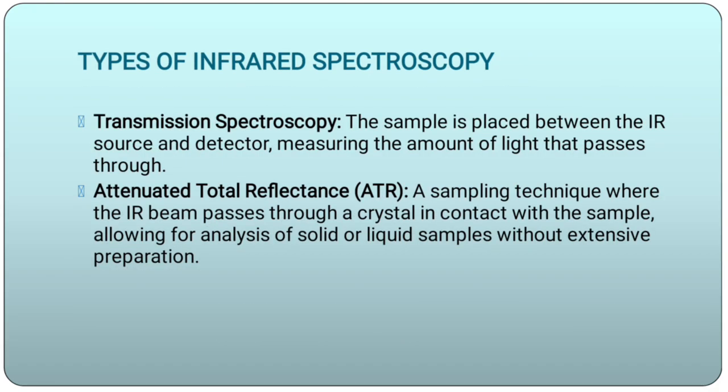Then, types of infrared spectroscopy. In transmission spectroscopy, the amount of light that passes through is measured by sandwiching the sample between the infrared source and detector. And the second one is attenuated total reflectance. This sampling method analyzes solid or liquid samples without requiring significant preparation by having the infrared beam pass through the crystal that is in touch with the sample.